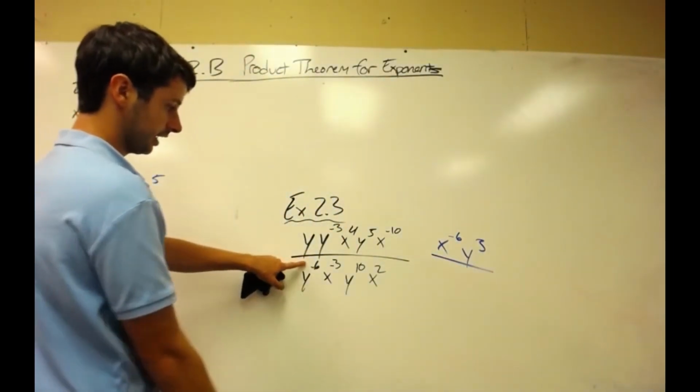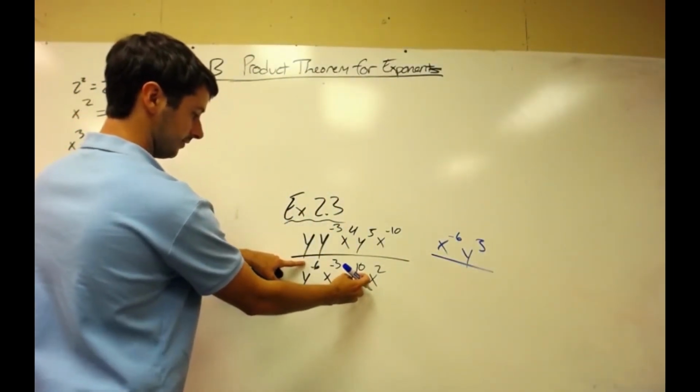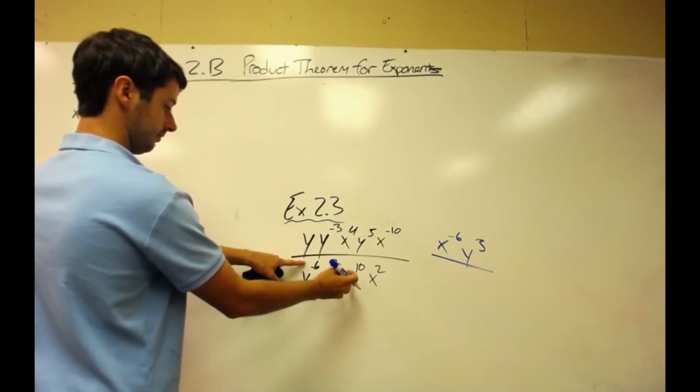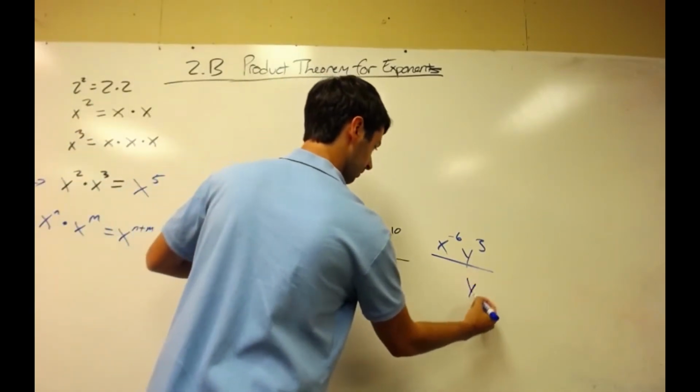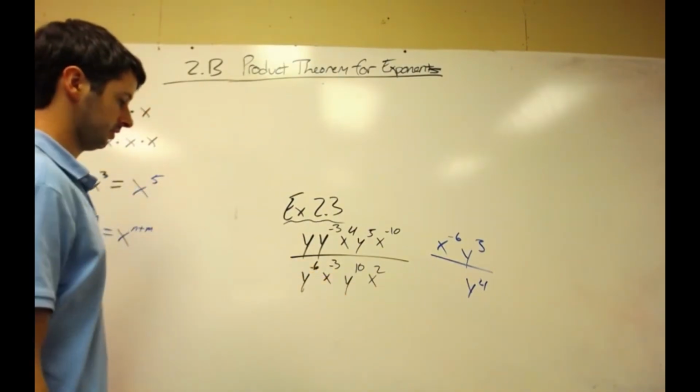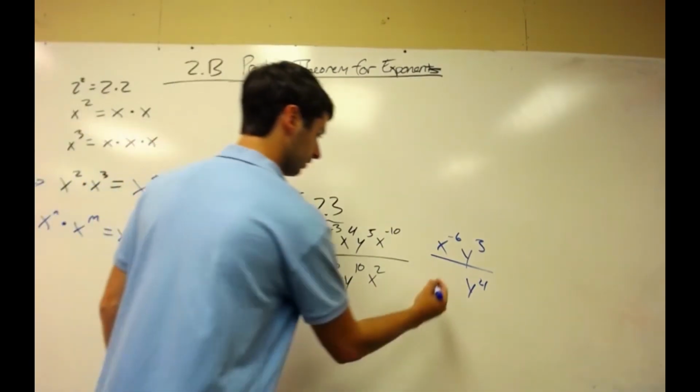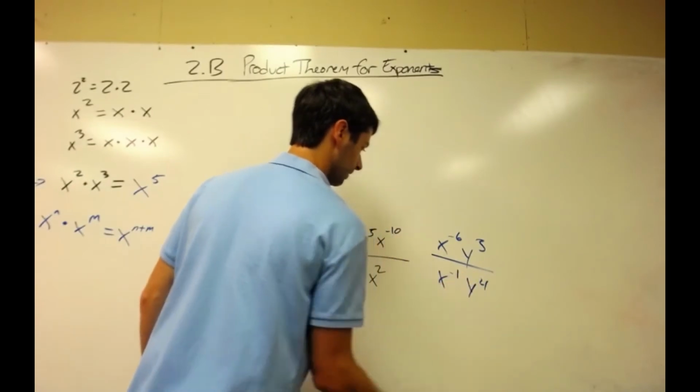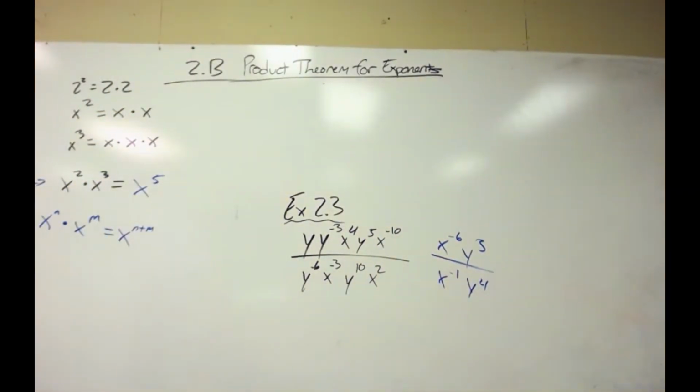Now let's do the denominator. Negative 6 and 10 for y. 10 minus 6 is 4. So y to the fourth. Negative 3 and 2 for x. So therefore, x to the negative 1 power. So that's where we are at now.